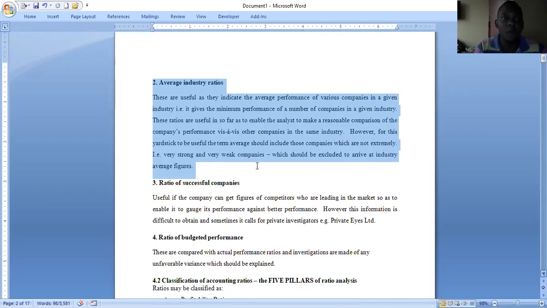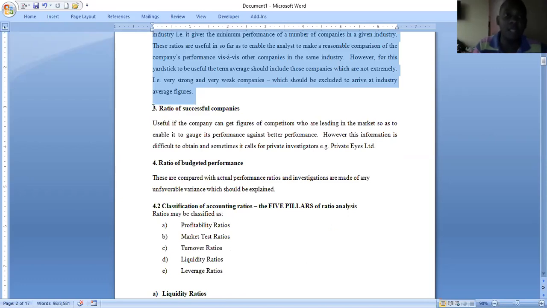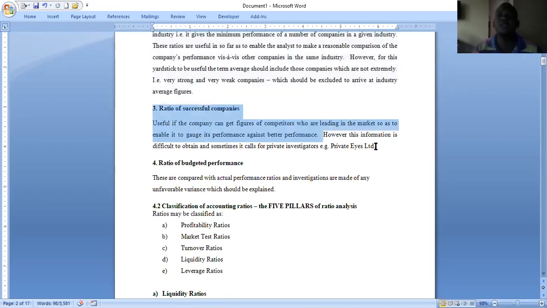Again, as a yardstick of performance in ratio analysis, we can use the ratios of successful companies. This is a case of benchmarking. So we are a young company, we are benchmarking with a strong company in the economy. For instance, we are at the East African University, a very small university. We want to compare our performance vis-a-vis the performance of a big university in the country, say the University of Nairobi. So bigger companies can be used as a yardstick for benchmarking.